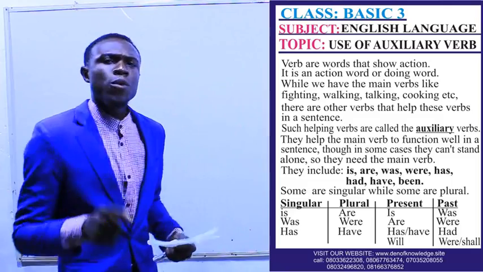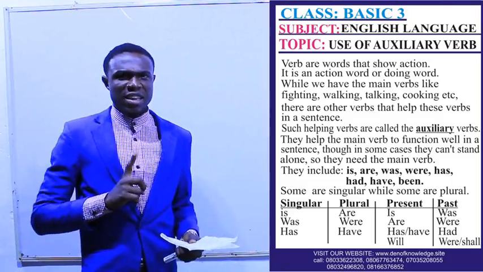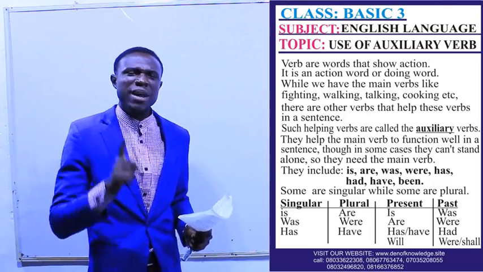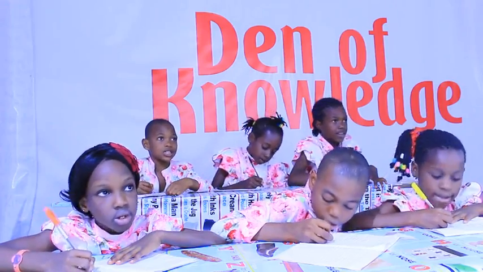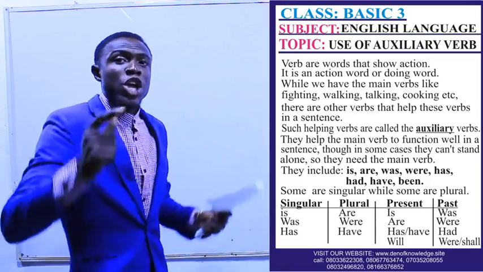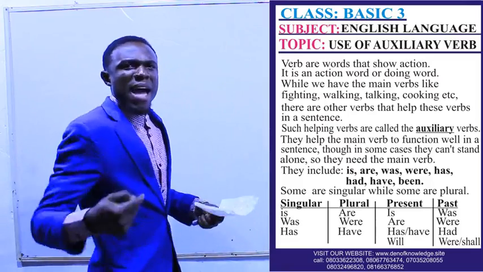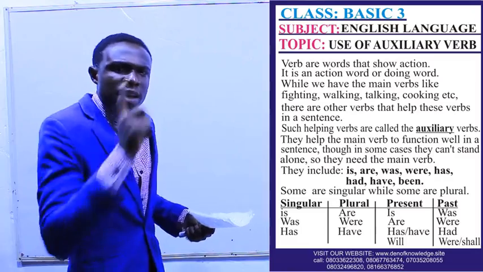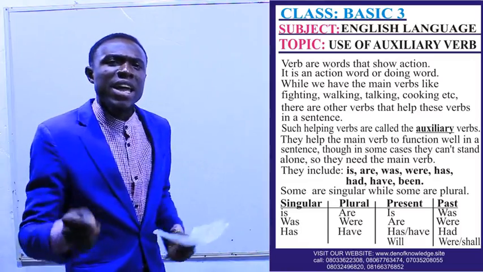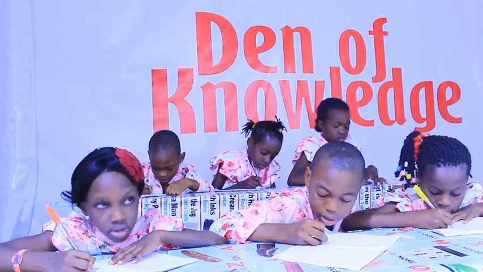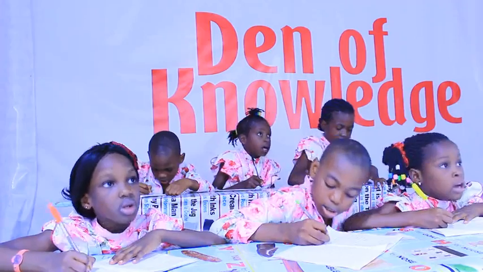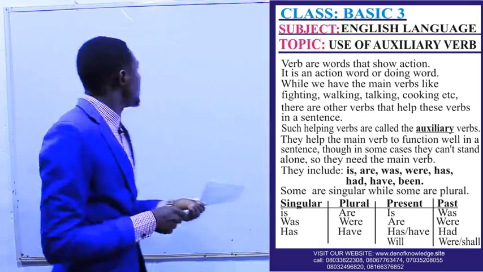Now, if I use is in a sentence, it can be a main verb, but majorly it will come before another verb. That verb is what we call the main verb. Is is the auxiliary verb, the helping verb. Example, the boy is coming. Now, you see that the verb there is.